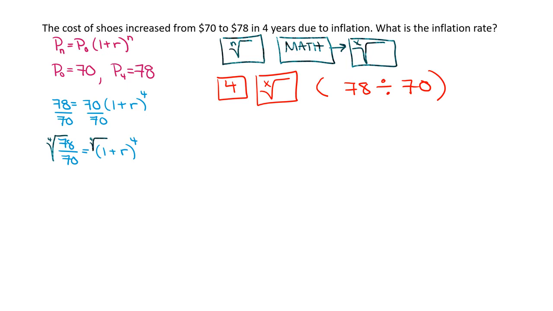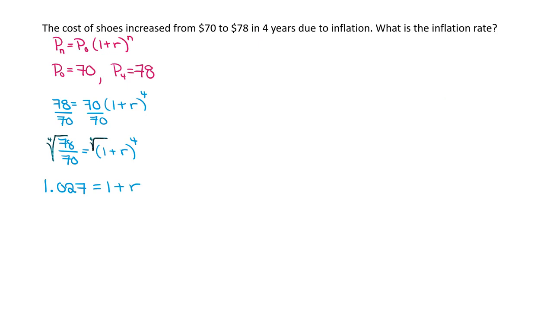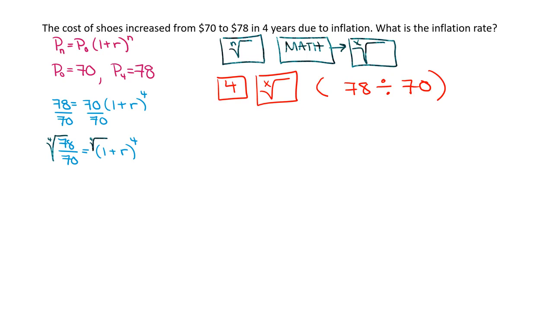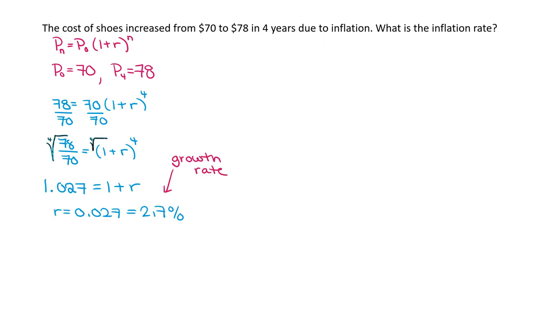When I put this into my calculator, I got 1.027, approximately. I rounded there. So if I want to solve for r, I can subtract 1. Oop, wrong way. There we go. Subtract 1. And I got r equals 0.027. I'm going to move the decimal over to write this as a percentage, and that's my final answer. My growth rate, or my inflation rate, is 2.7%.